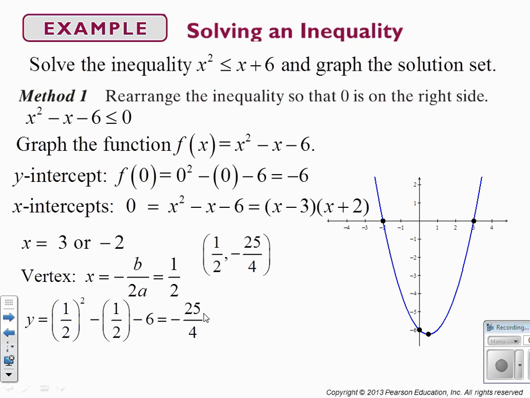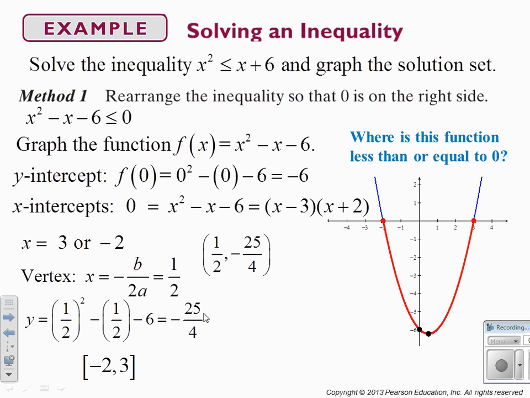And then we want all the values that are smaller than or equal to 0. So on our graph, that starts at this negative 2 and loops down and goes all the way to 3. So we can use one interval to describe the solutions here, which is bracket negative 2, comma, 3 bracket. So negative 2 to 3 included.